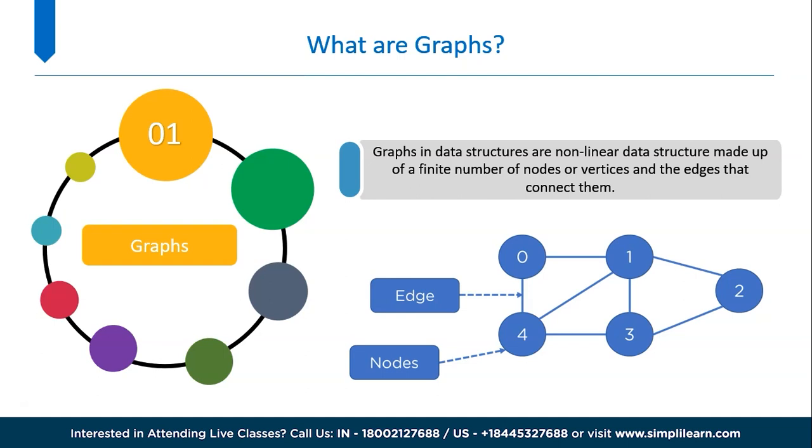of edges. Now if you look at the diagram here, we have 5 nodes which are 0, 1, 2, 3, 4 and various different edges comprising of 0-4 is an edge, 0-1 is an edge, 4-3 is an edge, 1-3 is an edge, 1-2 is an edge and 3-2 is an edge, a combination of all these edges. Now there are various uses of graphs in real life applications also.